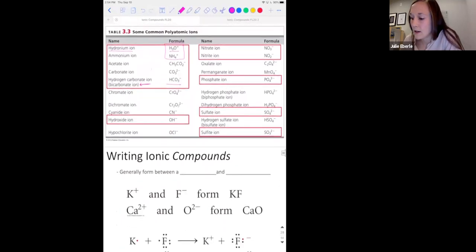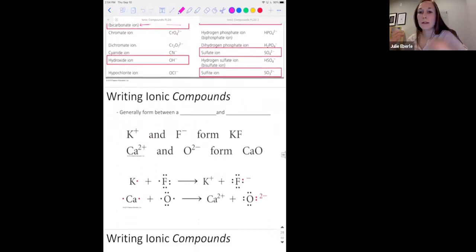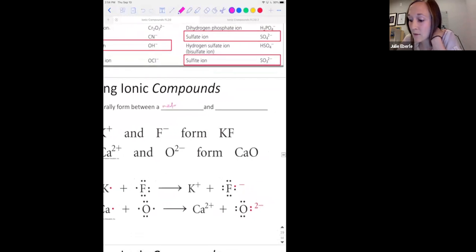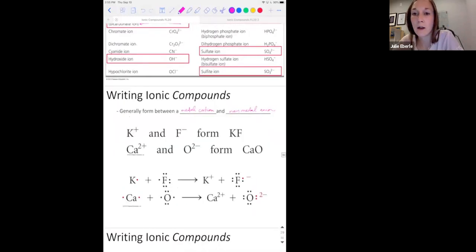All right. Okay, so that's a little bit on how to name the ions. Now we're going to be putting ions together to form ionic compounds. So an ionic compound is a compound made up of ions. Generally, they form between a metal cation and a non-metal anion. Okay, a metal cation and a non-metal anion.